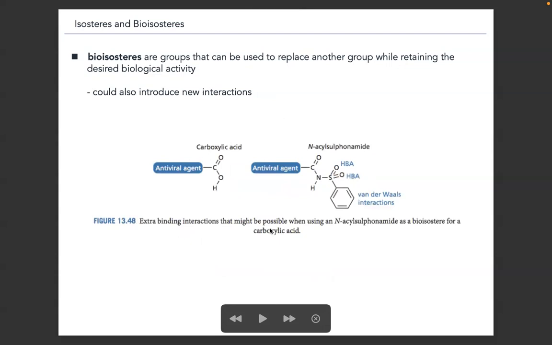Yeah, so there's another example right here. Take carboxylic acid to the sulfonamide, and you're able to introduce new types of interactions. But once again, it's another type of example. And I think we'll leave you there because the next topic probably should be presented at the same time.